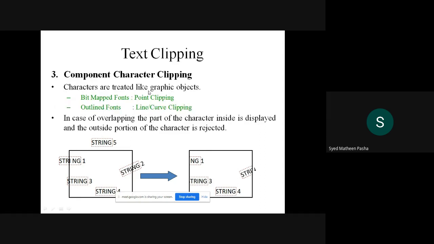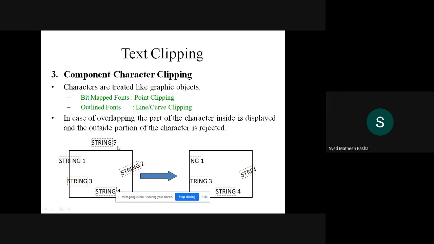Similarly, component character clipping. You should check what is component character clipping. Characters are treated like graphic objects. This is one of the interesting topics in the clipping part, where each and every component of that particular string is treated as a graphic object. It consists of fonts as well as bitmap fonts where point clipping can be performed, and outline fonts where line as well as curve clipping is done. In this case, for overlapping, the part of the character inside is displayed and the outside portion of the character is rejected.